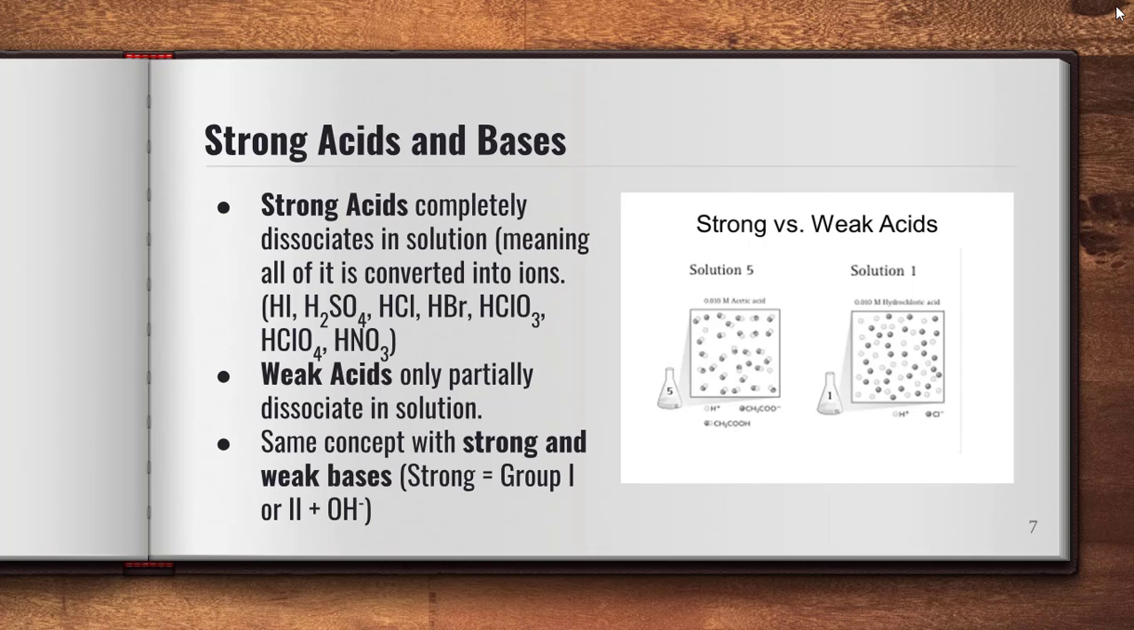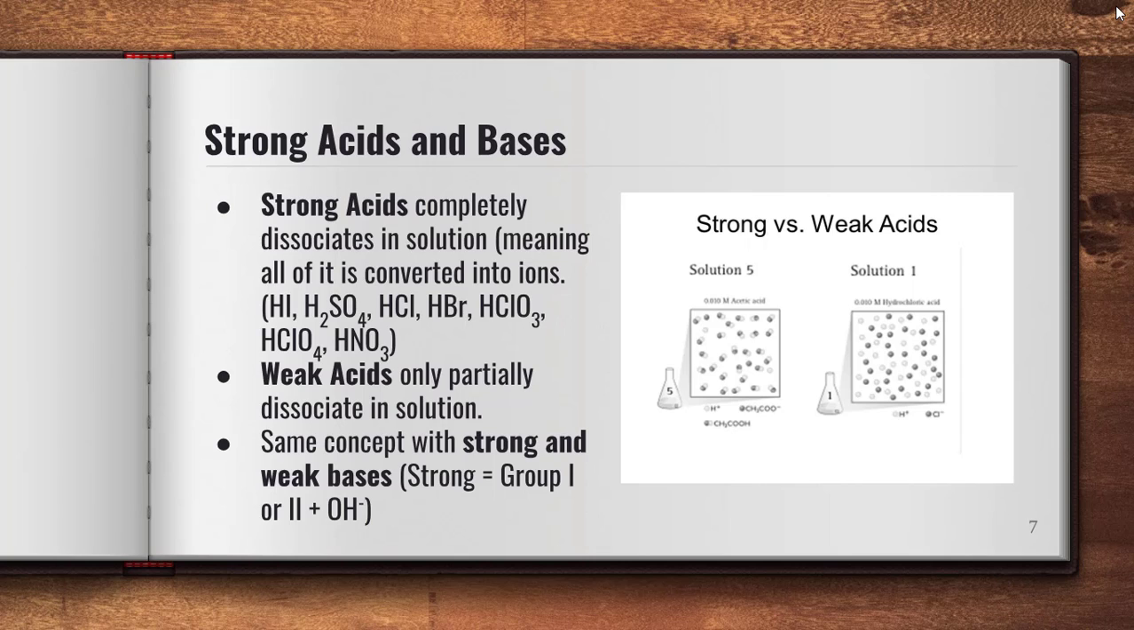There's the same concept with strong and weak bases as well. Strong bases are just simply anything that's group 1 and group 2 metal cations paired with a hydroxide ion. So very, very similar concepts here, but make sure you're able to differentiate and understand the differences between strong acids and weak acids. And same thing with strong bases and weak bases.